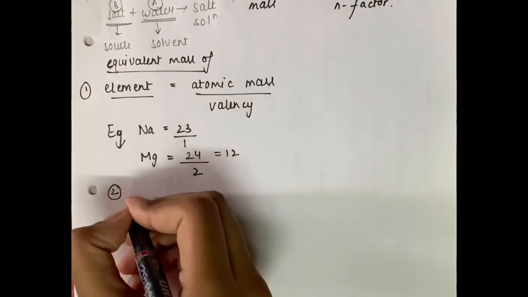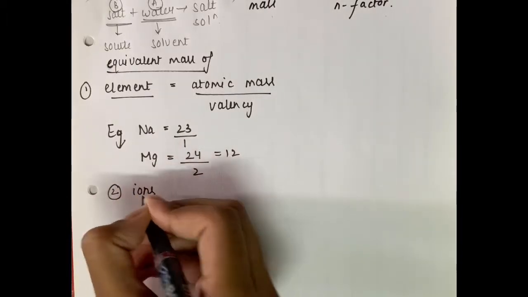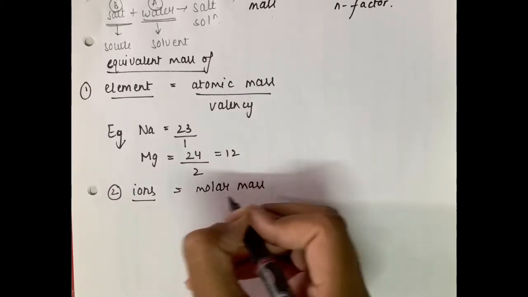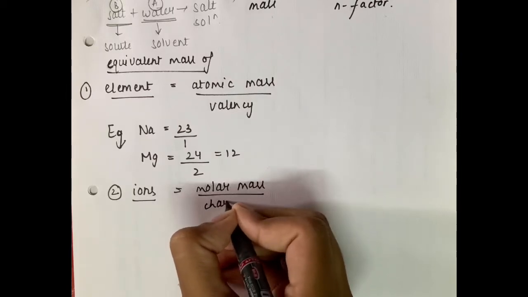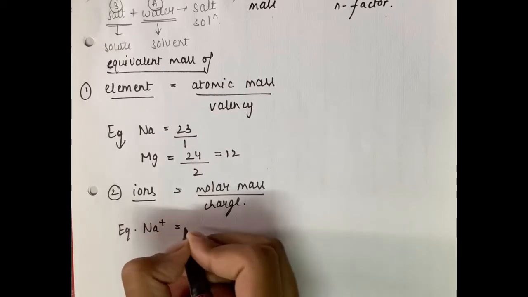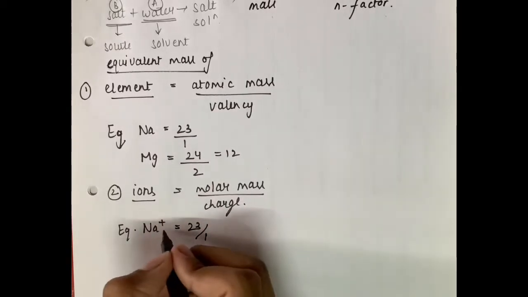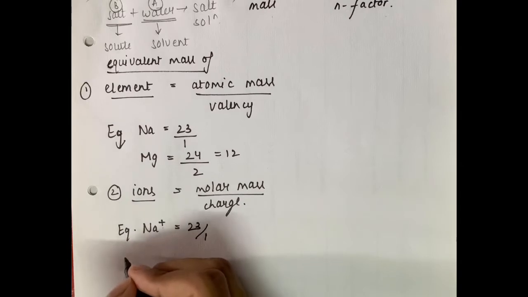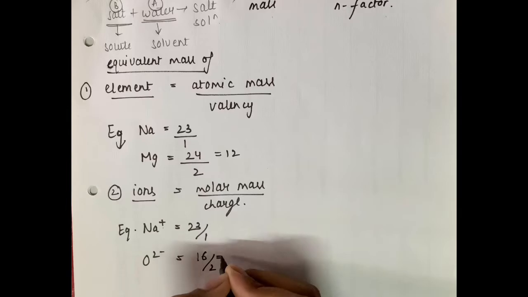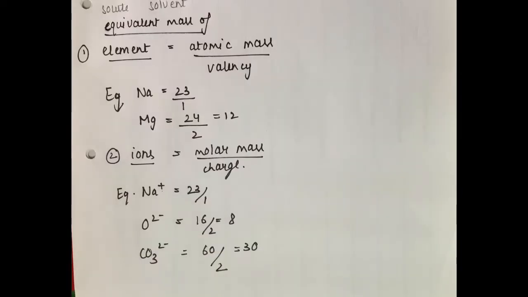So now, moving on to ions. The formula for calculating equivalent mass of ions is its molar mass divided by the charge present in it. For example, the equivalent mass of Na+ is 23 by 1. In case of O2-, the equivalent mass is 16 by 2, and in case of CO3 2-, the equivalent mass is 60 by 2, that is 30.